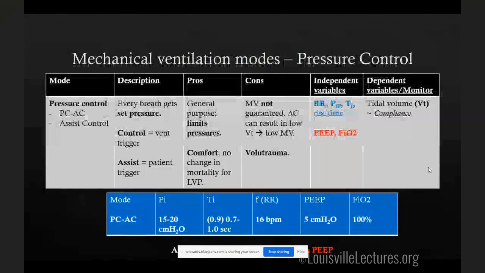So I hope that you're sensing a theme here about what we're trying to achieve. There are modes that control ventilation and modes that control oxygenation. And then you can interpret the adequacy of these settings based on your ABGs.